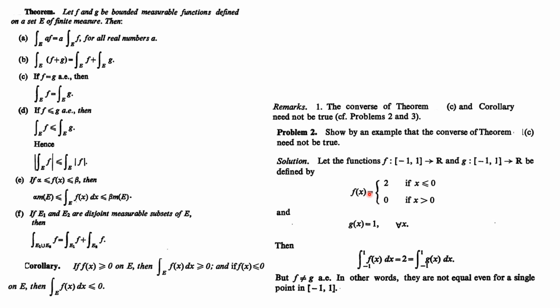However, f(x) is not equal to g(x) for at least one point. They are not the same. So that means the converse of property C need not hold: whenever two integrals are the same, that doesn't imply that the functions are equal almost everywhere. The next example shows that the converse of the corollary need not be true.